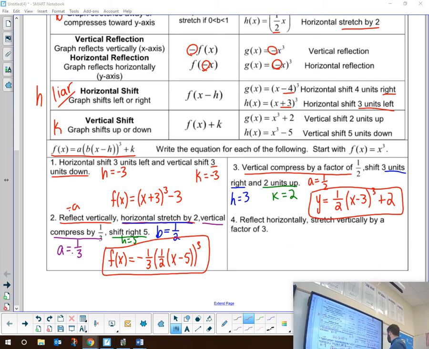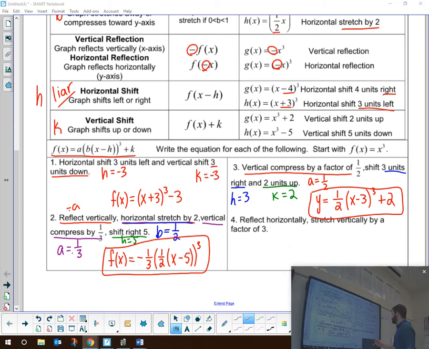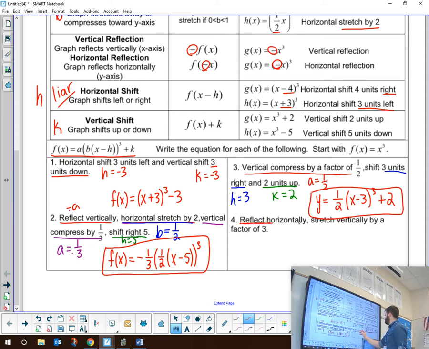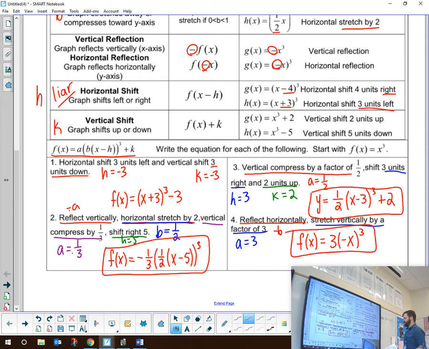Number 4, we have reflect horizontally. If I have a reflect horizontally, that means my b is negative, so we'll have a negative b. And then stretch vertically by a factor of 3, so my A is 3. Hey, this one's pretty easy. Let's write it. f of x equals, my A is 3, parentheses, opposite b, so it's going to be opposite x, negative x cubed. There's no h, there's no k, so we can just leave it alone, just like that.